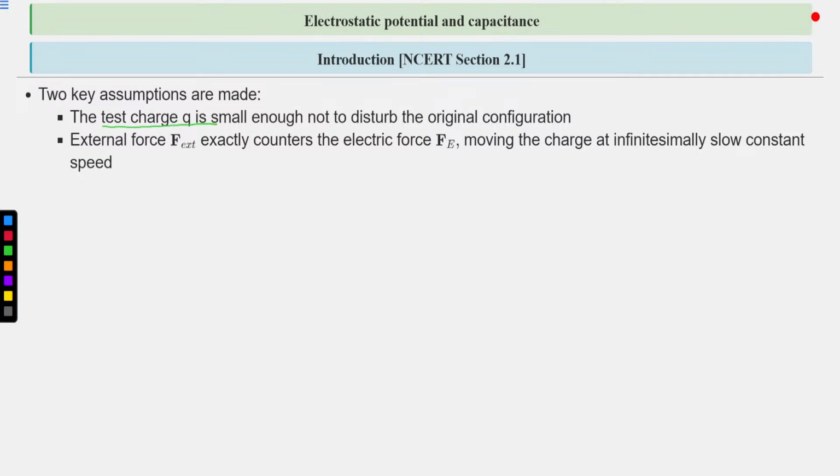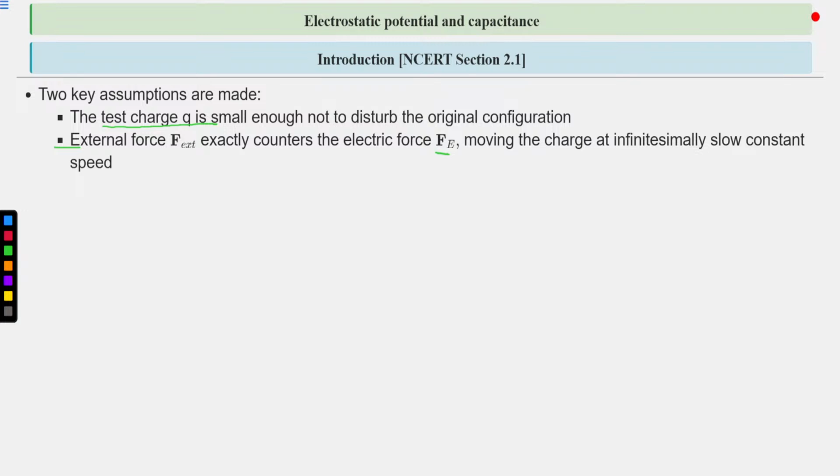Another assumption is that the external force F external exactly counters the electric force, that is Fe, the electrostatic force. What does that mean? This assumption is very important. It means that we are going to move the charge from R to P very slowly. Here it is also written: moving the charge at infinitesimally slow constant speed. Why constant speed? If we move the charge with fast speed, meaning if we change the velocity of the charge, then there is a change of kinetic energy.